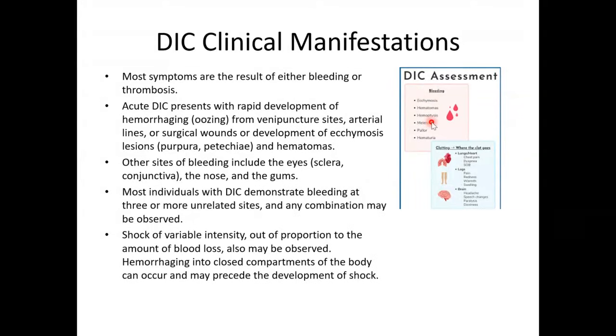So they have these types of symptoms with DIC when they bleed. The ecchymosis, hematomas, blood in the stool, blood under the skin. They're pale. They have blood in the urine. They're bleeding from all different areas, their nose, their mouth.